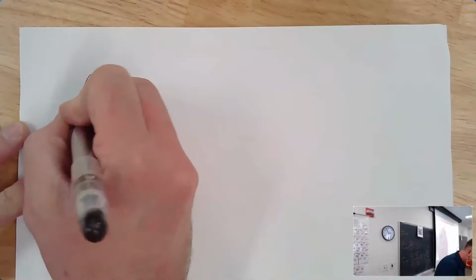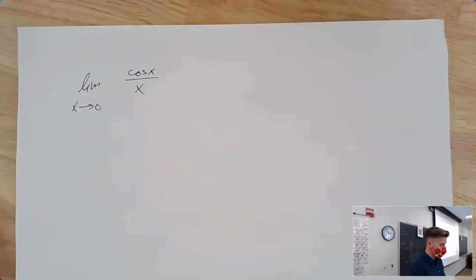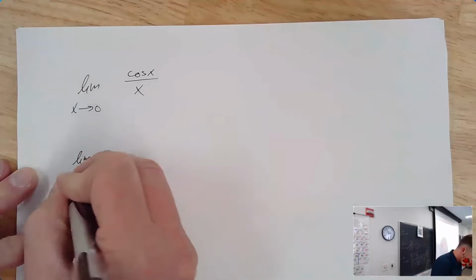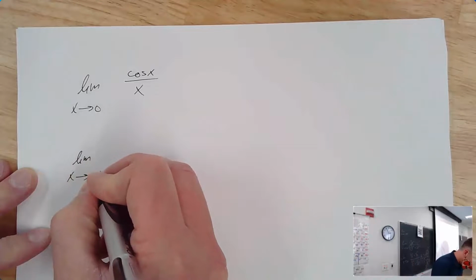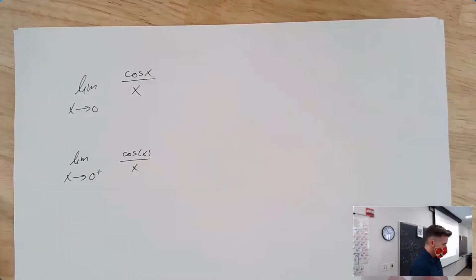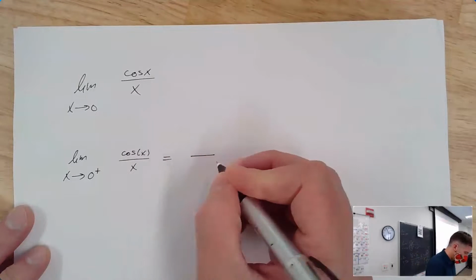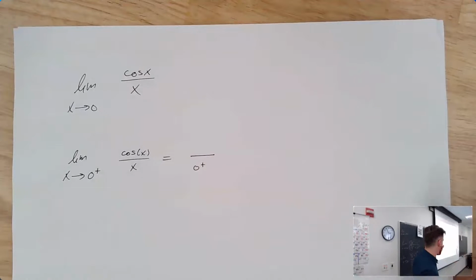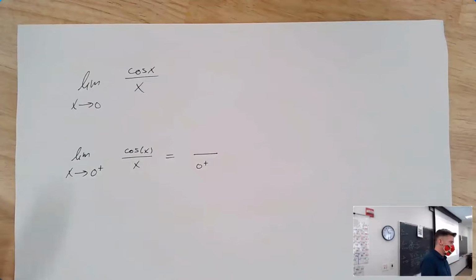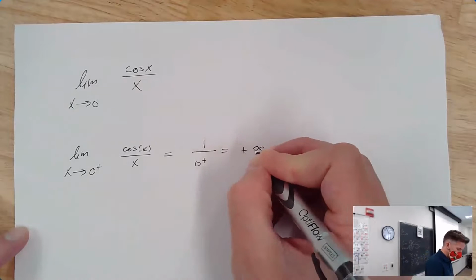Okay, so I did say I would attack this limit: the limit as x goes to 0 of cosine of x over x. I'm pretty sure it doesn't exist, but let's make sure that is true. Let's go from the right side to 0, first of all. What's cosine of 0? 1. 1 positive over 0 positive is positive infinity.